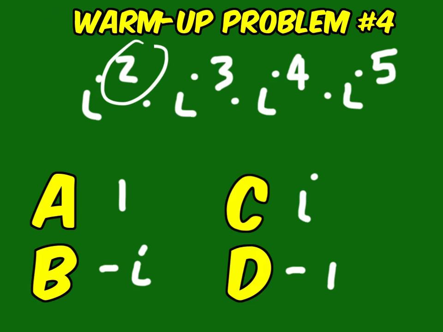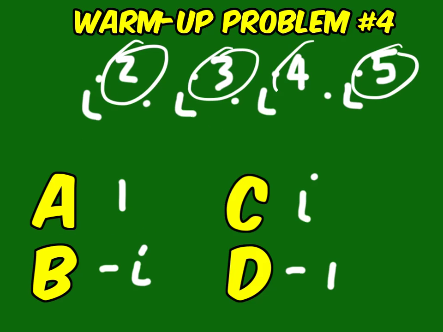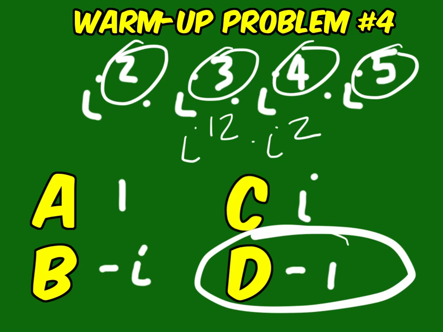On this one, you had 2, 5, 10, 14. I to the 12th is 1, and you still need I to the 2nd, which is negative 1.